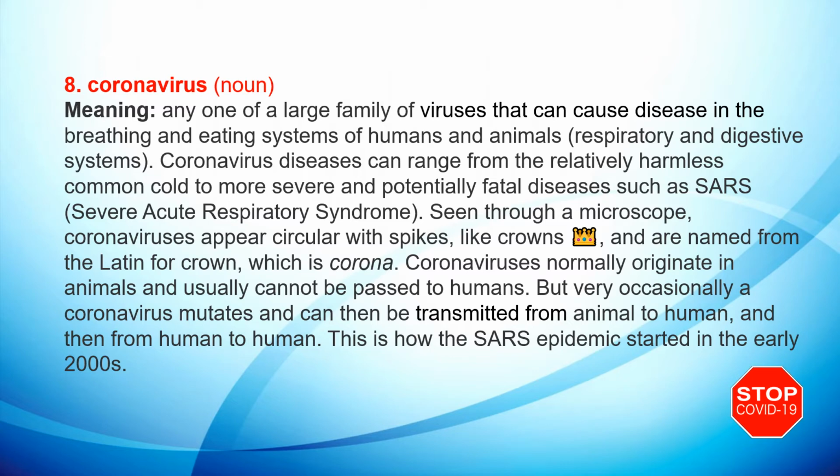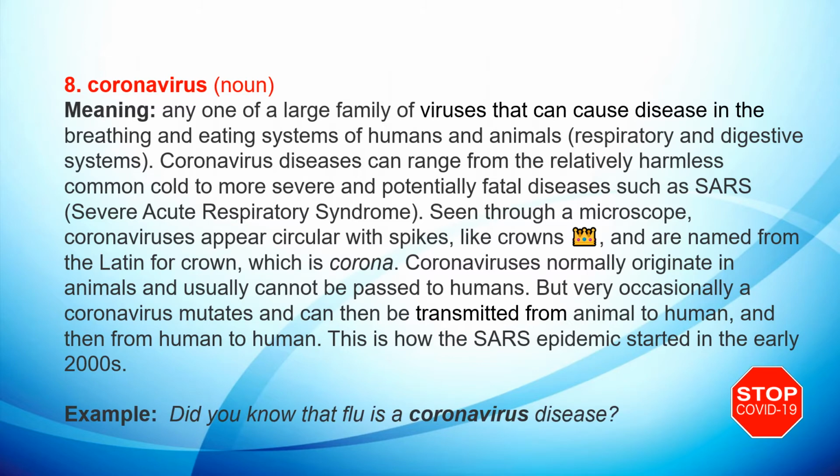Coronaviruses normally originate in animals and usually cannot be passed to humans, but very occasionally a coronavirus mutates and can then be transmitted from animal to human and then from human to human. This is how the SARS epidemic started in the early 2000s. For example, did you know that flu is a coronavirus disease?